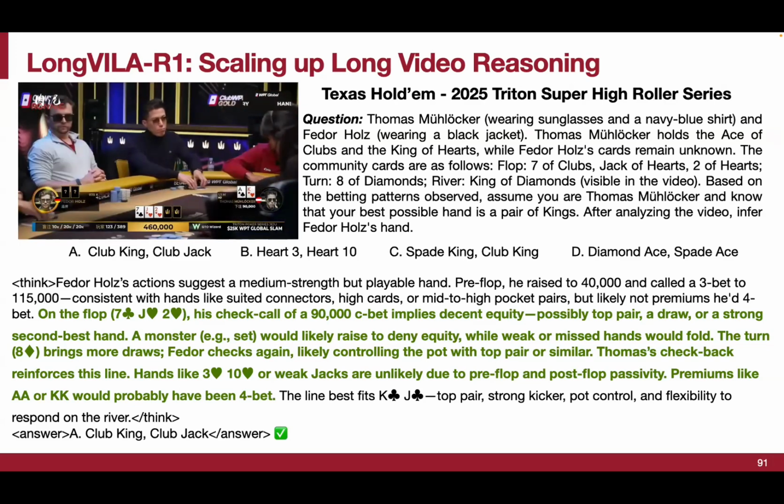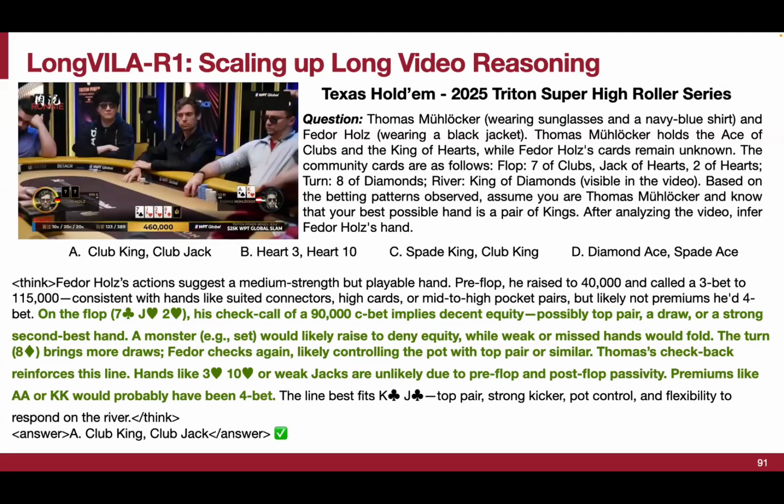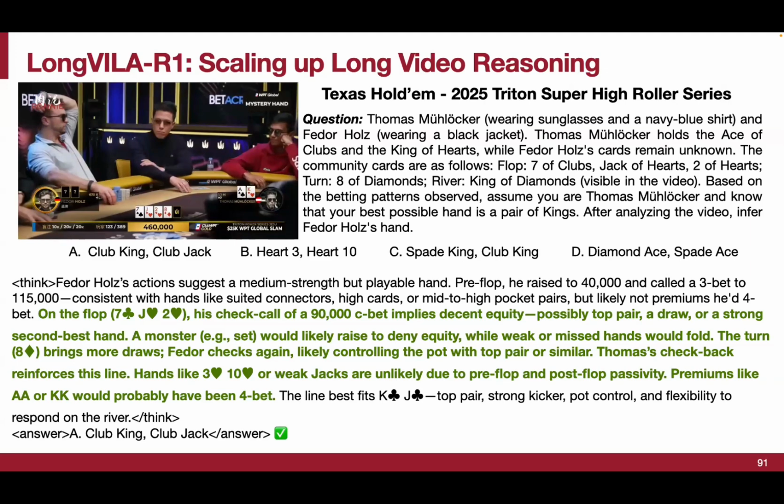Hands like 3-10, or weak jacks are unlikely due to the pre-flop and post-flop passivity. Premiums like AA or KK would probably have been 4-bet. The line best fits KJ, top pair, strong kicker, and flexibly to respond to the river. So the answer they give is A, club king, club jack.